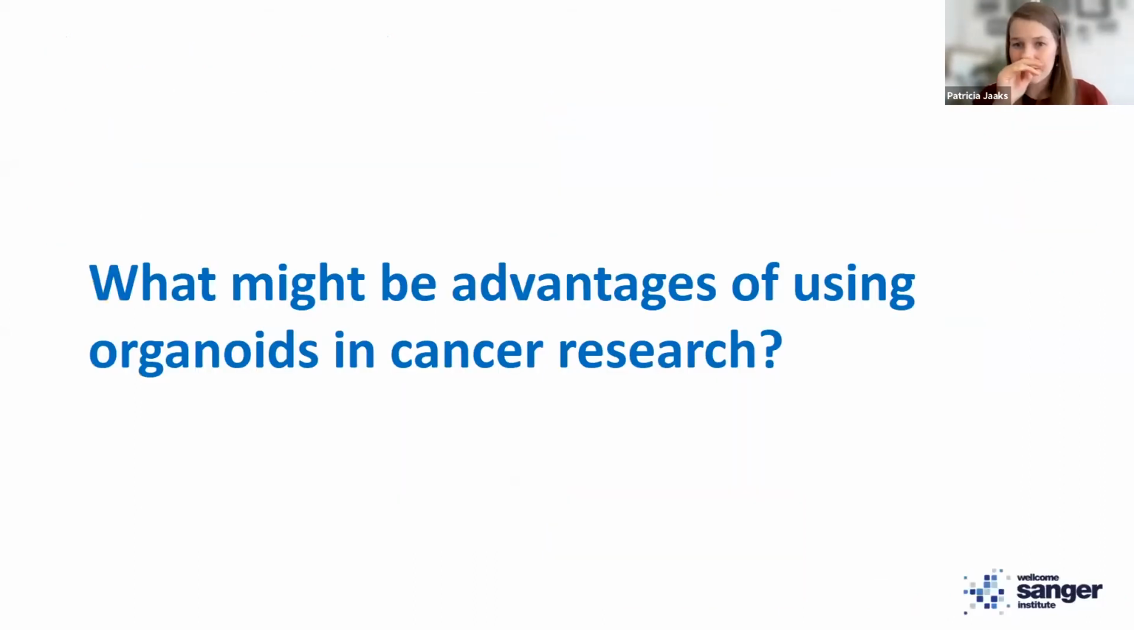And with this, I would like to ask you an open question. What do you think might be, so please pop your answers in the chat box and Emma's going to read them out to us. So what do you think might be advantages of using organoids over cancer cell lines, for example, in cancer research? So if you've got any ideas, having a think about what Patricia just said about the difference between the two, pop them in the chat box for us. We'll give you a couple seconds to have a think.